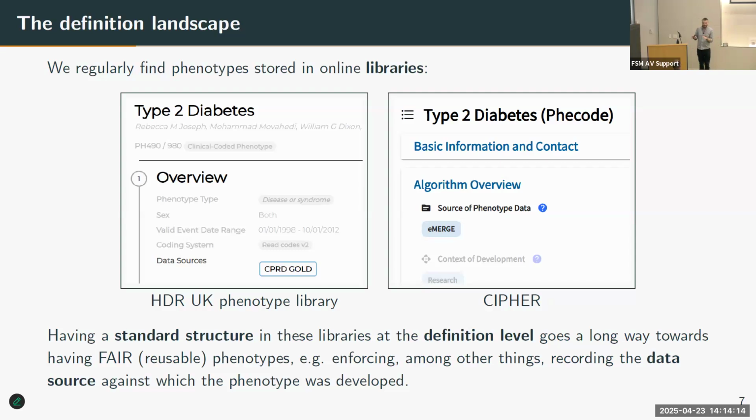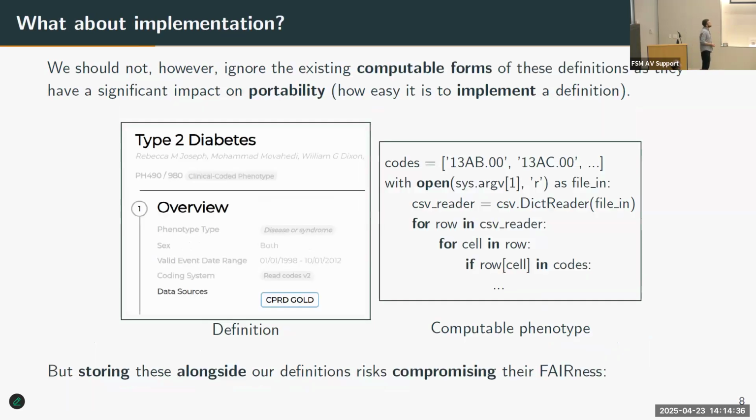There are other problems with these libraries, but at least for the argument of this lecture, we'd say we're in fairly decent shape, where these definitions go a long way. Having them in this standard structure goes a long way towards ensuring reusability by having the data source specified. Okay, so that's the definition landscape broadly. Again, I'm oversimplifying, but just for the sake of this lecture, we're in okay shape there.